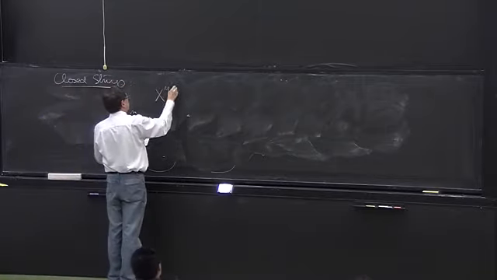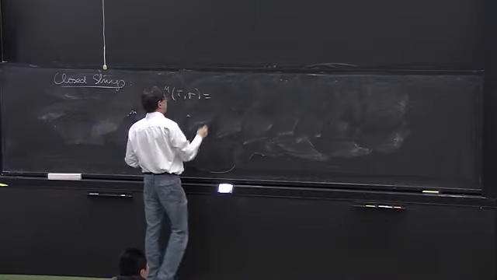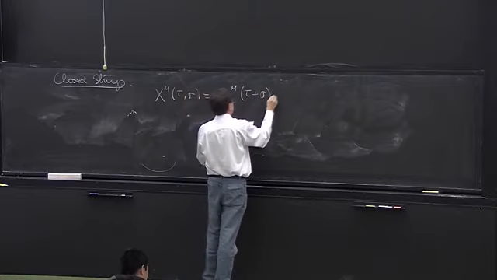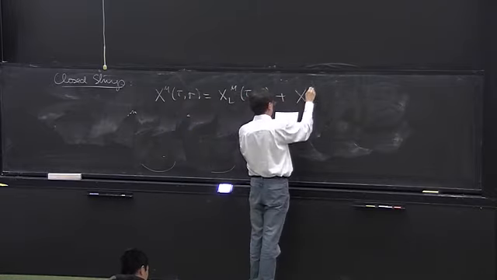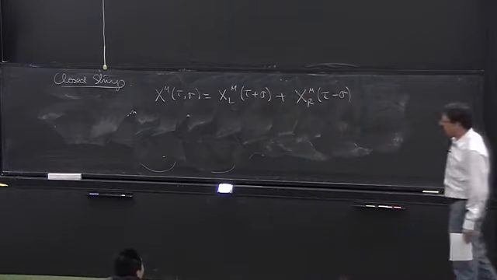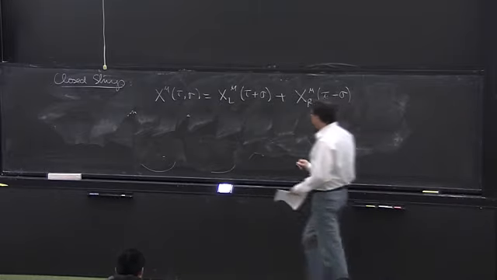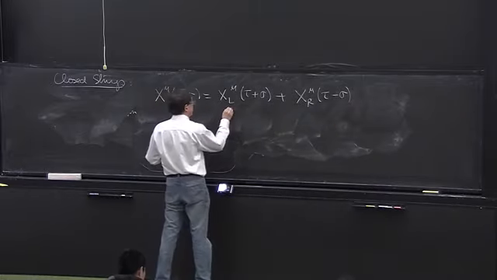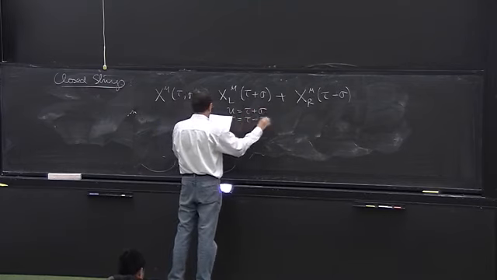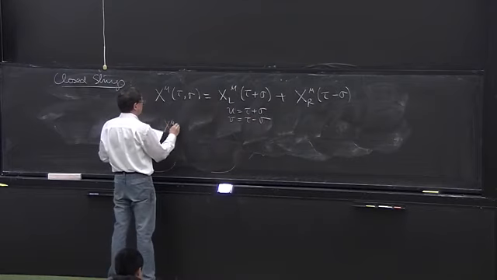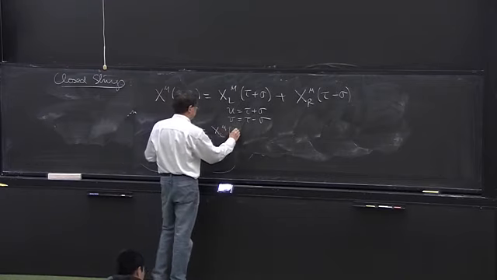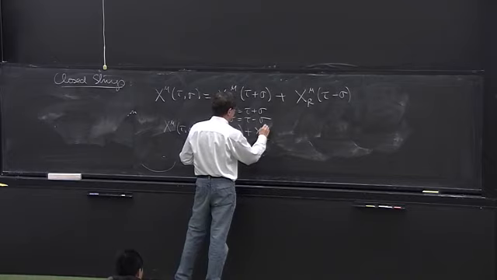We look at x mu of tau and sigma being equal to some function that moves to the left, as you know, plus some function that moves to the right. And there's nothing else that solves the wave equation. That has to be there. And we'll call, for simplicity, u equal tau plus sigma and v equal tau minus sigma, so that x mu of tau and sigma is equal to xl mu of u plus x right mu of v.